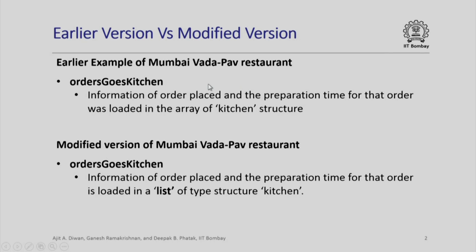You will recall that in the earlier version there was a function called order goes kitchen, where the information of the order placed and the preparation time for that order was loaded in an array. Now, instead of an array, we would like to use a list. So, the same information about the order placed and the preparation time will be loaded in a list of type structure kitchen.